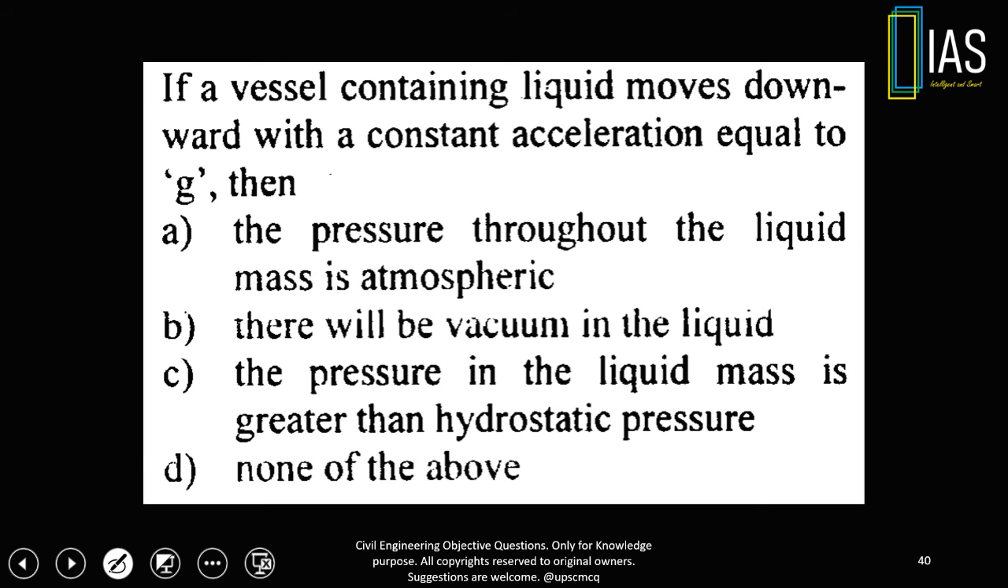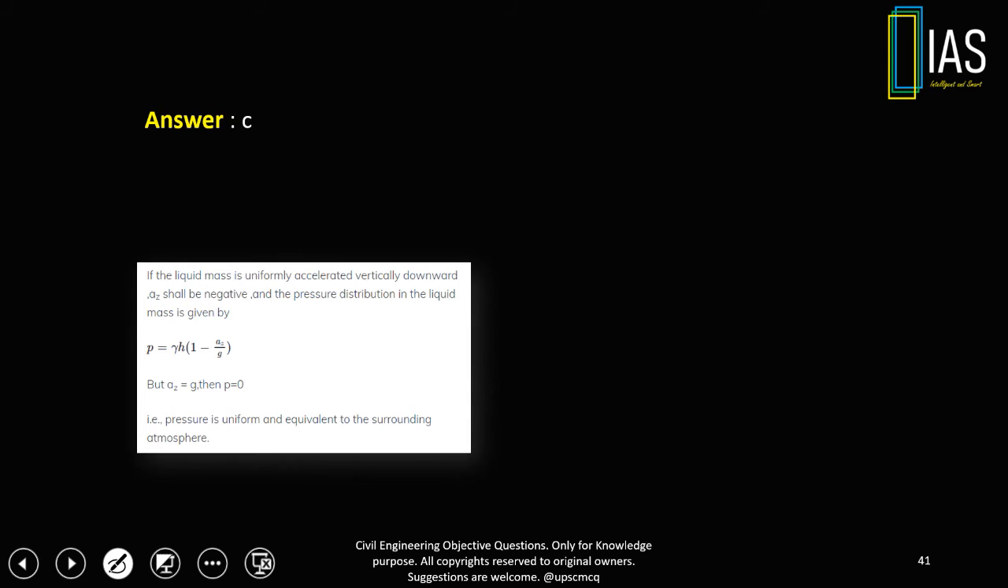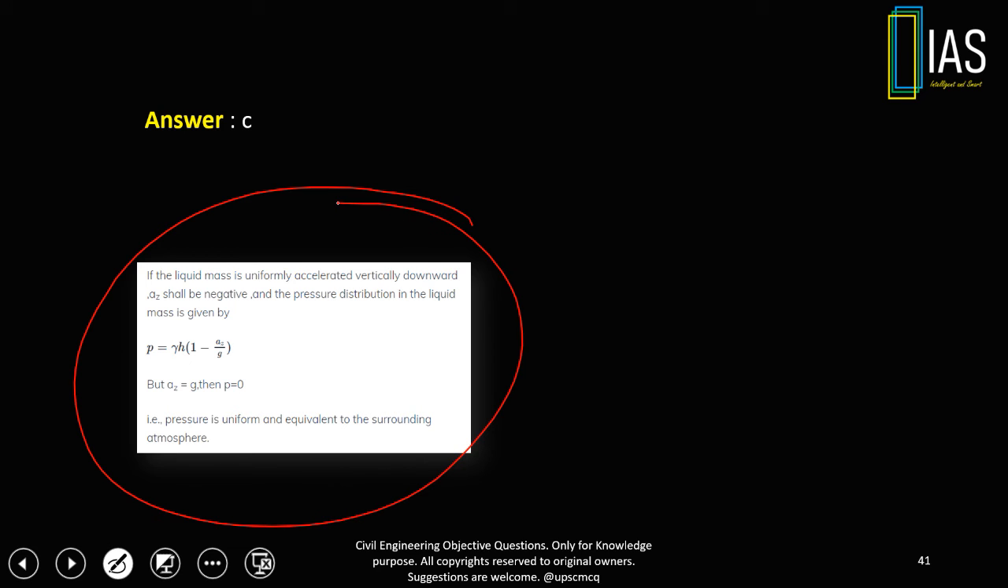If a vessel containing liquid moves downward with a constant acceleration equal to g, then the pressure throughout the liquid mass is atmospheric. This we have to remember, but also I have given a formula for your reference. This has been taken from a source online, so please note that all copyrights reserved to the original owners. I am just providing it for information.